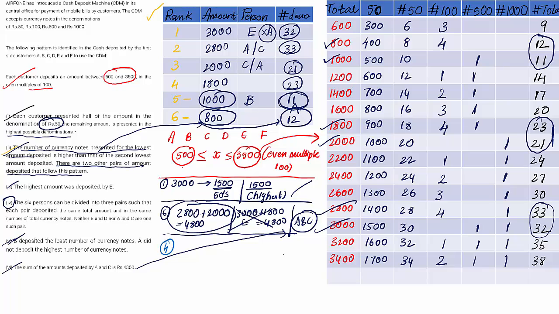The 6 persons can be divided into 3 pairs such that each pair deposits the same total amount and the same number of total currency notes. So there are 3 pairs where the currency notes and sum of the amount are the same. So let's find out what those pairs are. 32, 33, like it crosses 60. 32 and 21 is 53. 32 and 11 is 44. Okay, no, 32 plus 11 is 43. That will not give you anything.